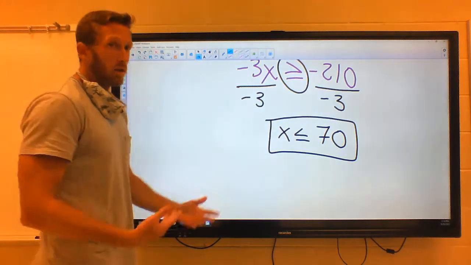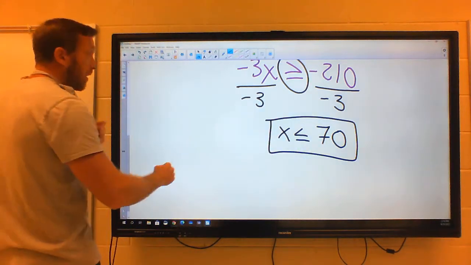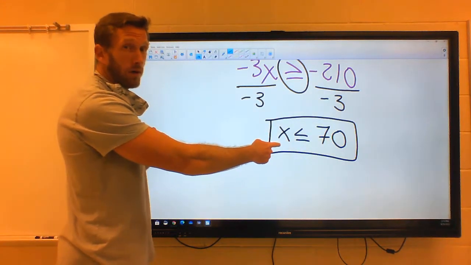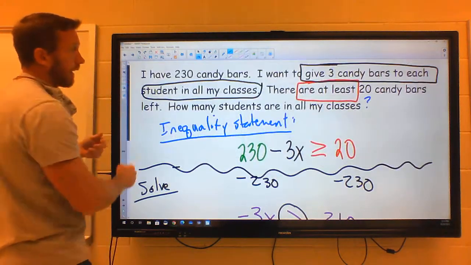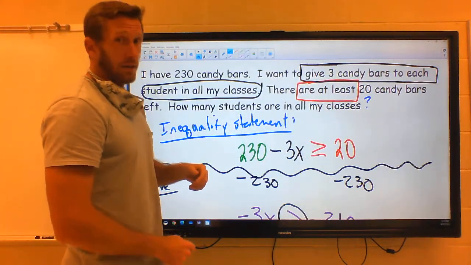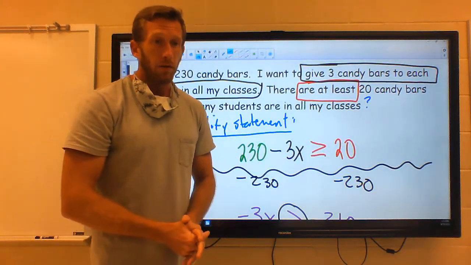That makes sense. Look at our symbols. It lines up. I could have less than 70. I could have had 70 because I could have or equal to. Or I could have less than that, so I could have 60. If I had 60 kids, I would have more than 20 candy bars left over. All right?